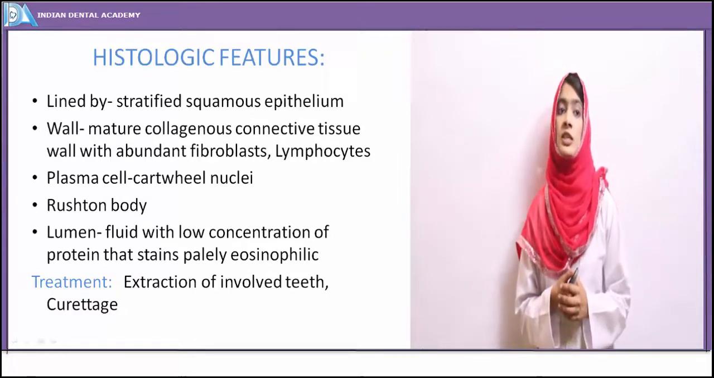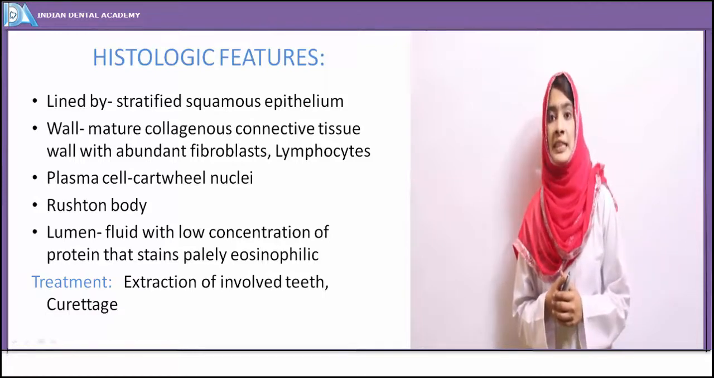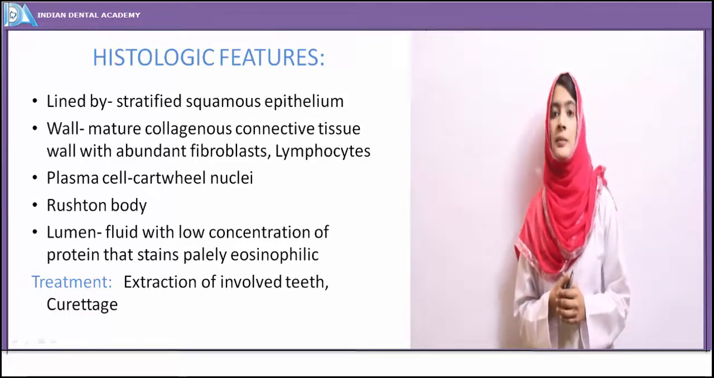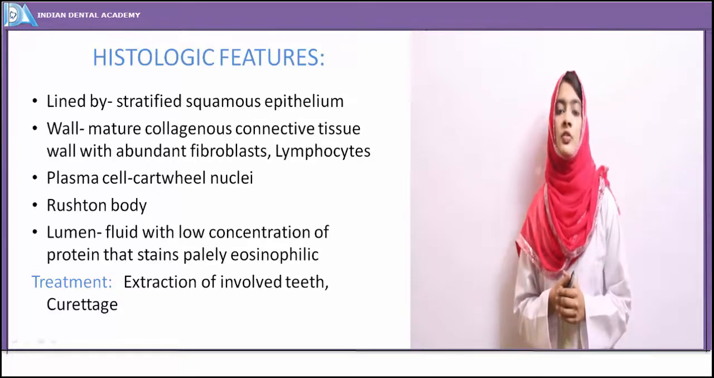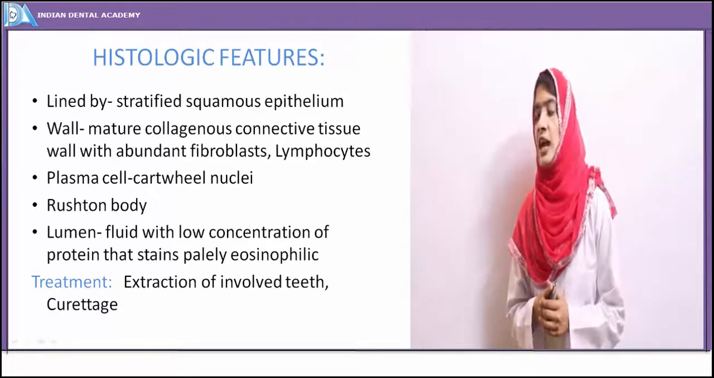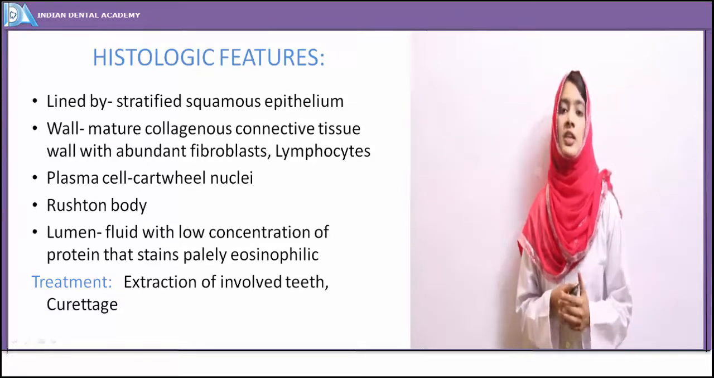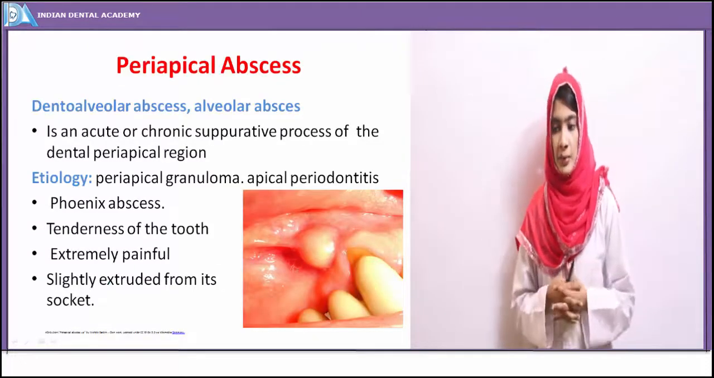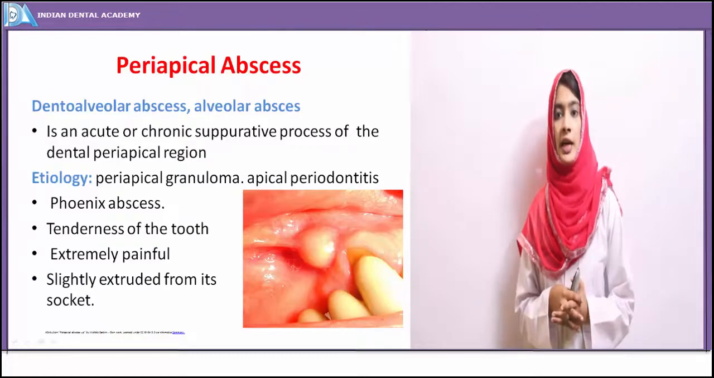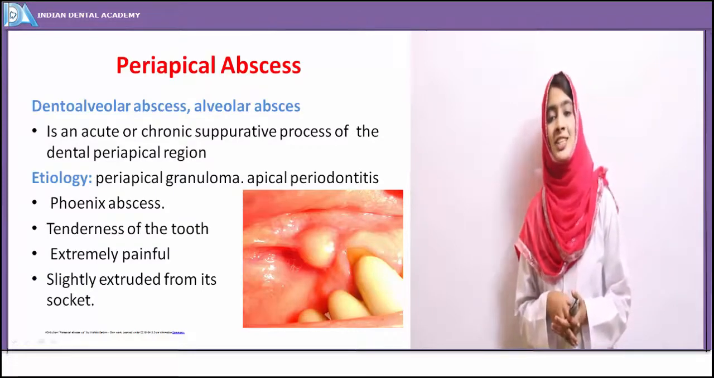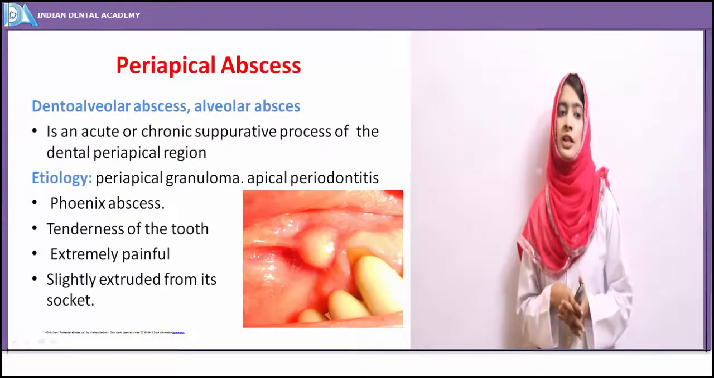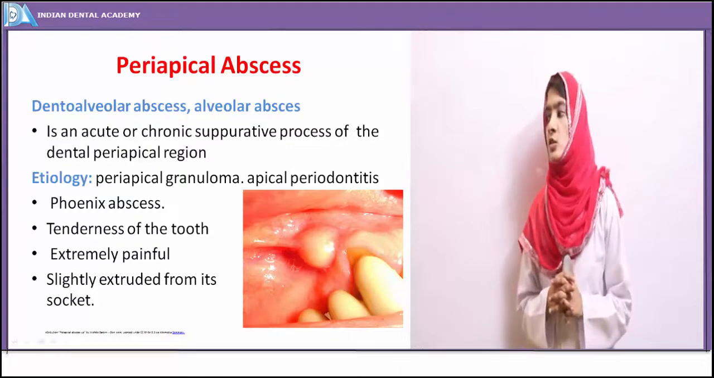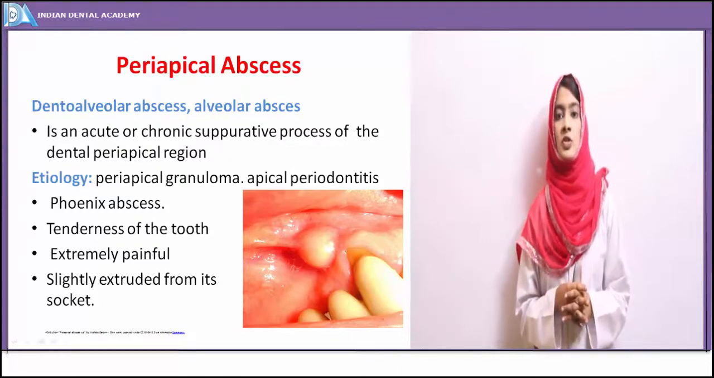The cyst is lined by epithelium, with connective tissue proliferation along with the characteristic linear hyaline bodies. Treatment is extraction of the involved teeth, or sometimes curettage has to be carried out. Sometimes excessive proliferation of the granulation tissue leads to suppuration within the granuloma, leading to abscess formation. It is also known by other names such as dentoalveolar abscess or alveolar abscess.